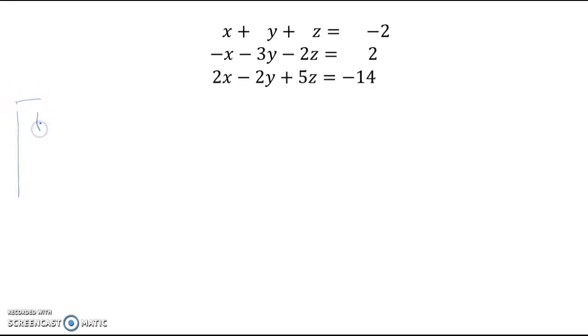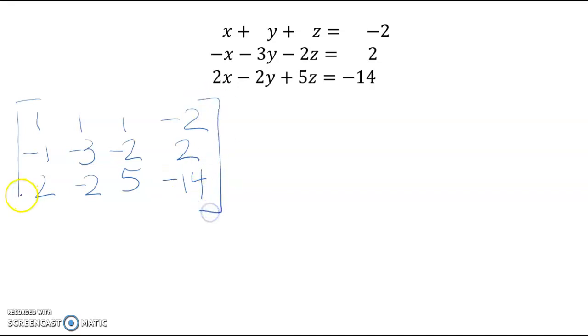So you have 1x, 1y, 1z equals -2. Then we have -1x, -3y, -2z equals 2. 2x minus 2y plus 5z equals -14. Okay? Now when I'm looking at this, I'm thinking about row 1, row 2, row 3.